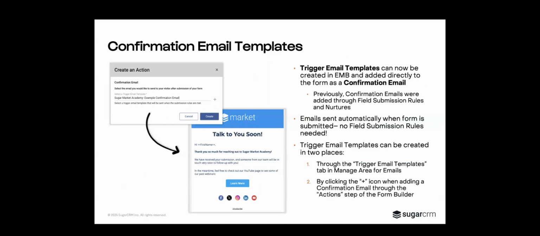Previously, you had to kind of go this little convoluted route a little bit where you had to create a nurture, then you had to have a catch-all rule that then added all of these people into the nurture as an automated follow-up. And it took a lot more steps than needed for you to be able to send a confirmation email. So they have improved this.